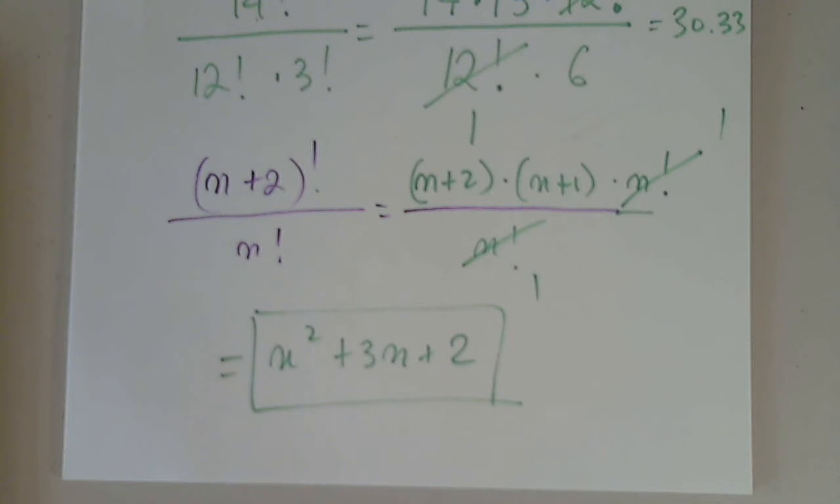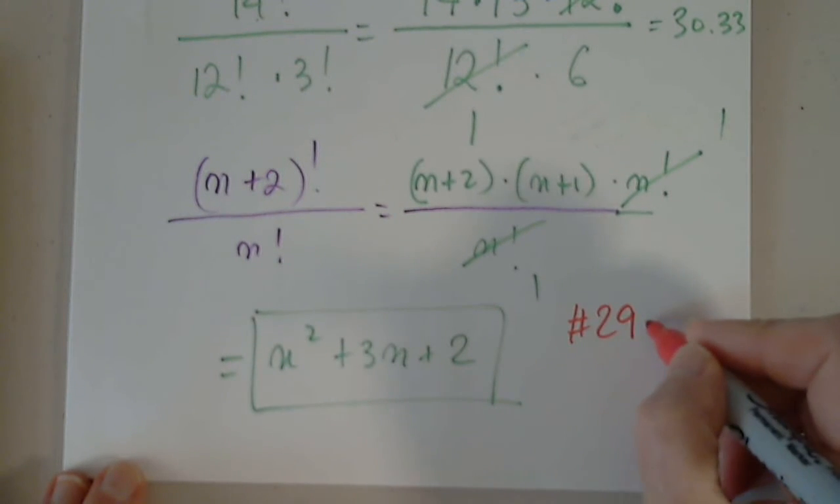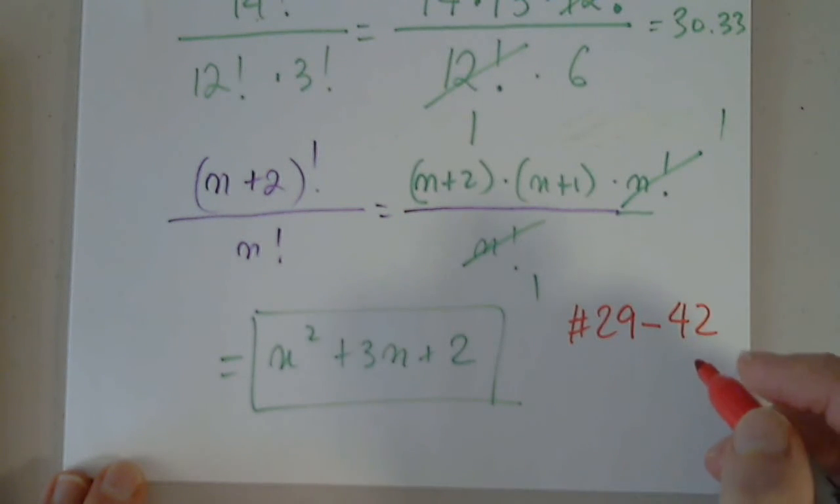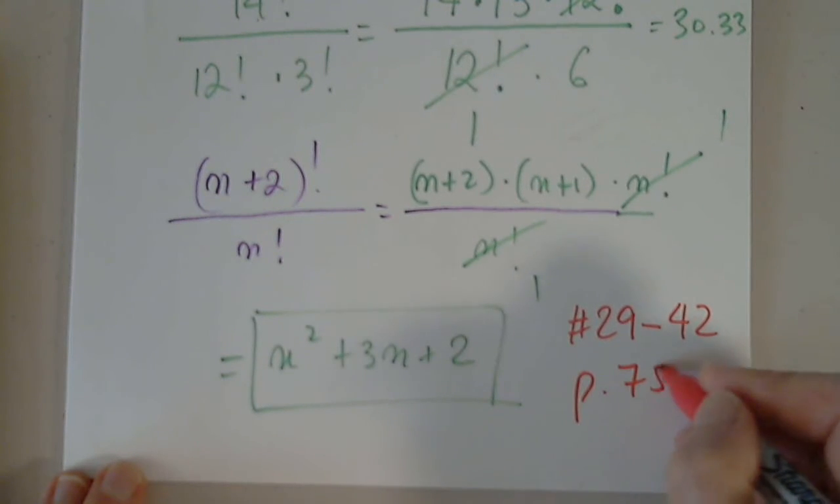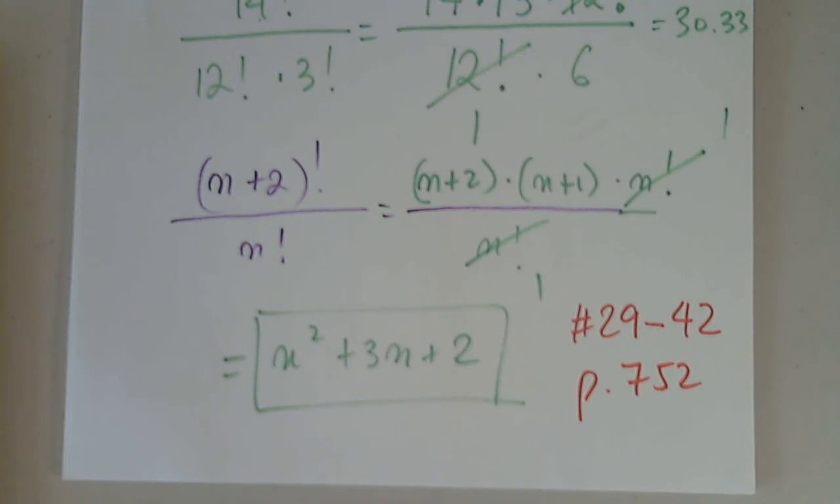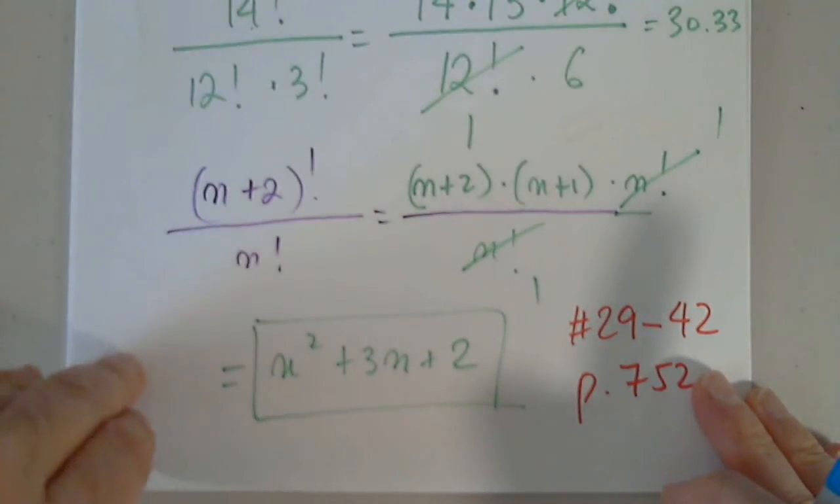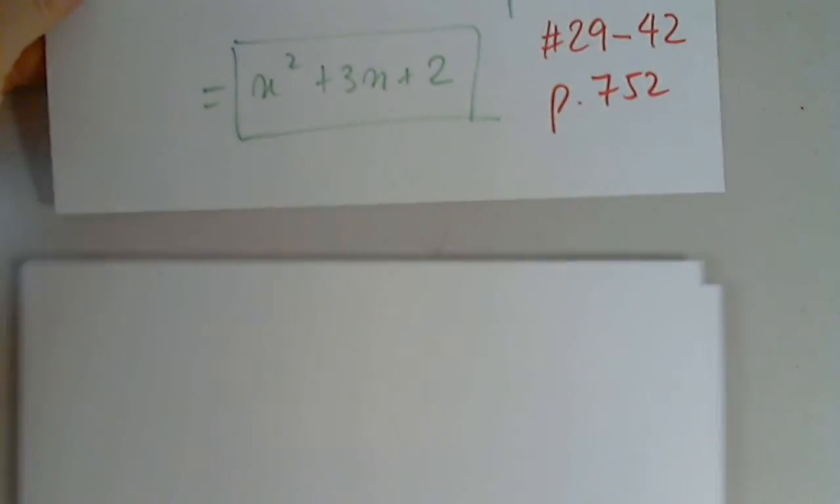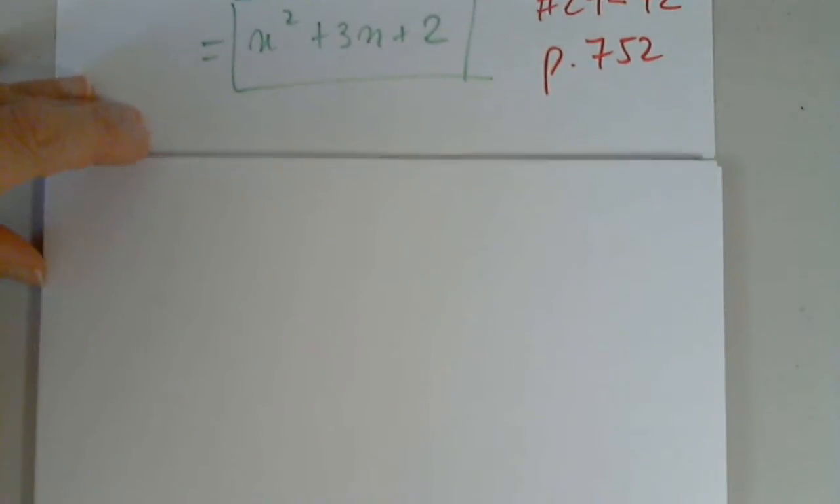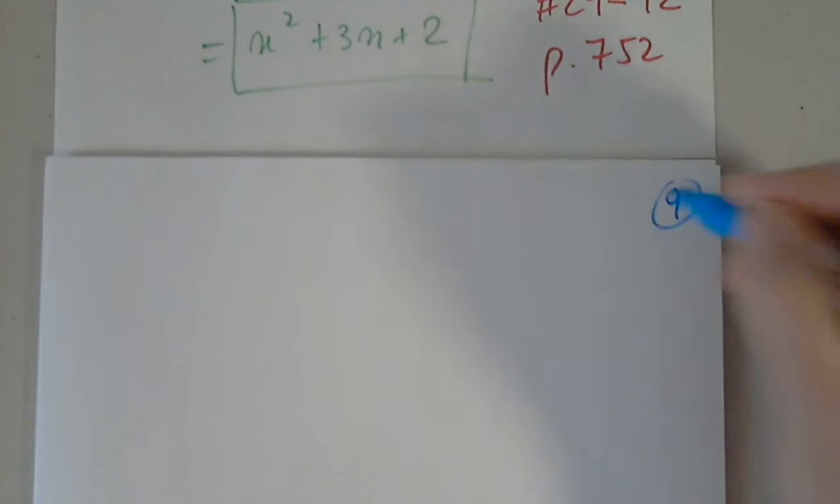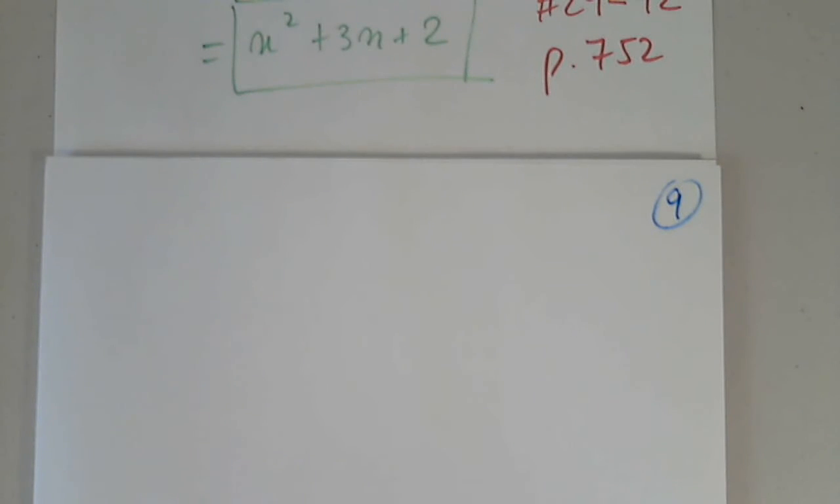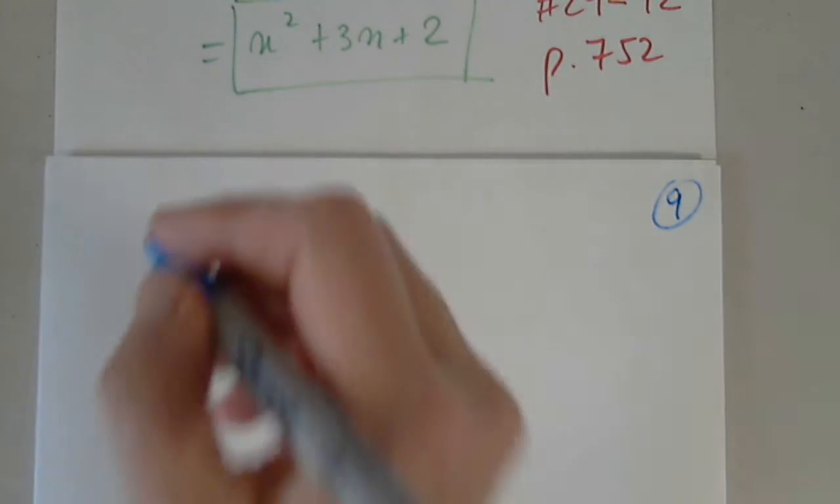So this is the factorial notation, and now we are ready for any problem you would like to look at from 29 through 42, page 752. And you choose, or I will. Okay, I want to choose 34.